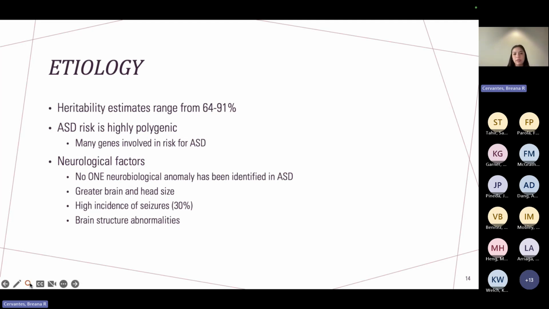So it's going to be multiple genes involved for ASD. I think that's important to say for autism when we're talking about etiology, because there's a lot of confusion and concern about different causes of autism. And so when we're thinking about the genes, again, it's not just one gene.